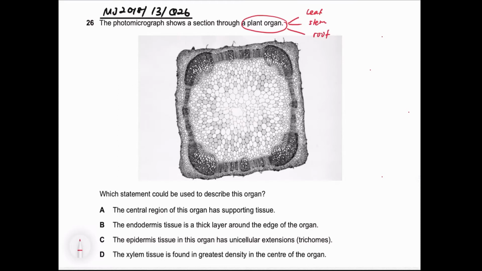So first one, we know that we're going to eliminate leaf, because leaf will have upper epidermis, lower epidermis, mesophyll cells. So this is obviously not a leaf. As for root, it's also not applicable because root has a vascular bundle that is located at the center. So from this photomicrograph, you can see that the vascular bundle is located at the corners, showing that this is a stem. So let's start labeling the structure.